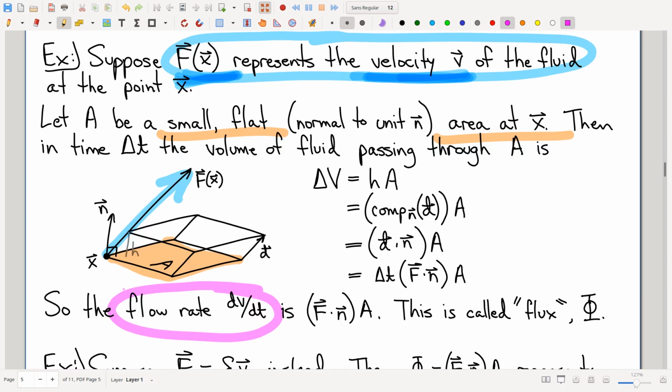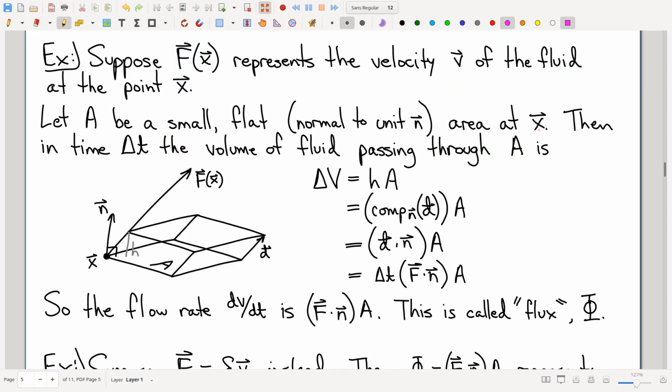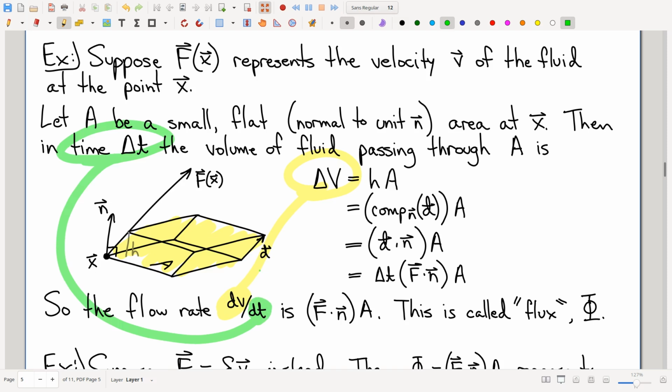So the question is, how do you compute the flow rate from the velocity? And that's going to be a whole thing here. So let's dive into the details. We are basically going to be computing the amount of volume that passes through our surface in some amount of time, delta t. If I can compute that amount of volume, then I'll divide by delta t, and that'll give us the flow rate. So let's start with the volume. How do I compute that volume?